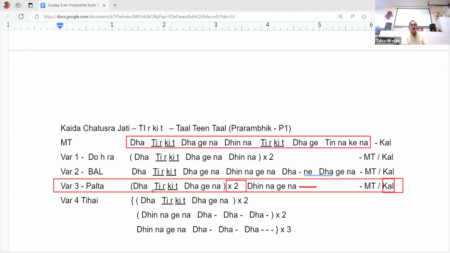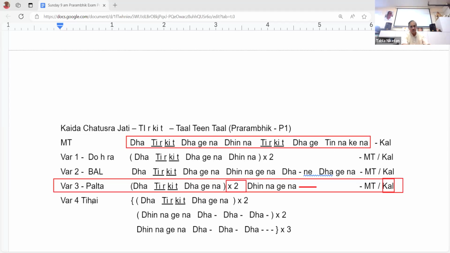One more time. Dhate rakita dhage, dhate rakita dhage, dhinna ge. Dha tera kita dhage na dinna tera kita dhage dinna ta tera kita take na ta tera kita take na dinna ke na ta tera kita dhage na dinna tera kita dhage dinna. Again.